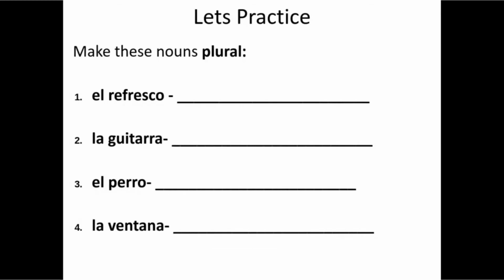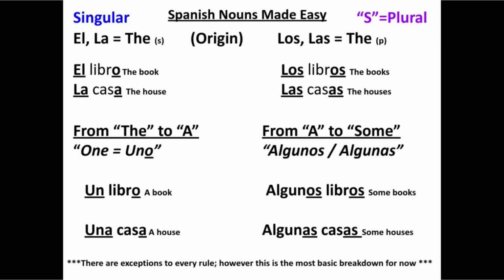So we have the word el refresco, which is the soda, the soft drink, or the drink, whichever way you want to interpret it. We have la guitarra, which is the guitar. We have el perro, which is the dog. And we have la ventana, which is the window. Now we want to make these plural. Going with what we know about the chart, el becomes los, with os on the other end. Let's make that happen here.